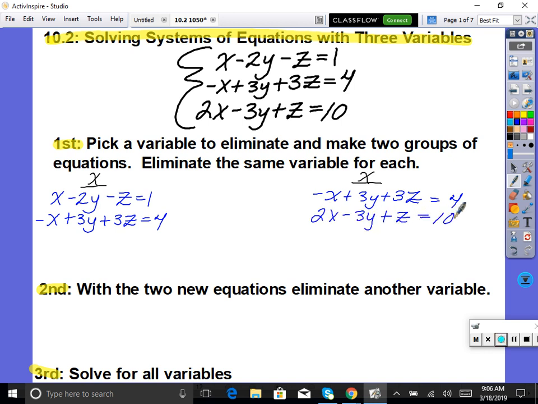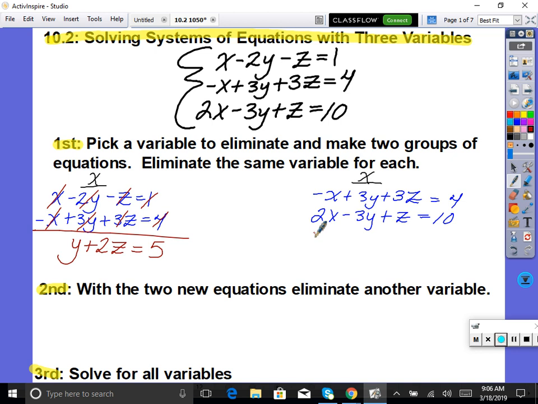Okay, so now we're going to eliminate x in each of these. So notice, in this one we don't even have to manipulate the equation. If we add straight down, it's going to eliminate our x, isn't it? So adding straight down, those cancel out. And we get 1y, then it looks like plus 2z's equals 5. Alright, now look, we have a new equation with no x's.